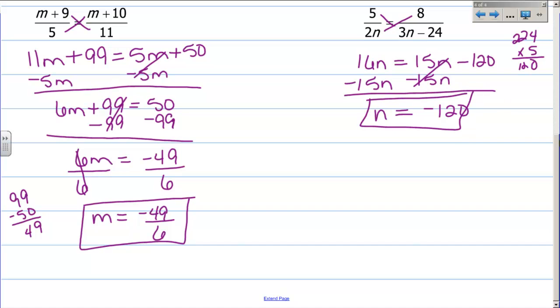So that is solving proportions in a nutshell. You're going to spend the rest of the period working on your homework. Whatever you do not finish, you need to finish tonight and bring back tomorrow. I will see you guys then.